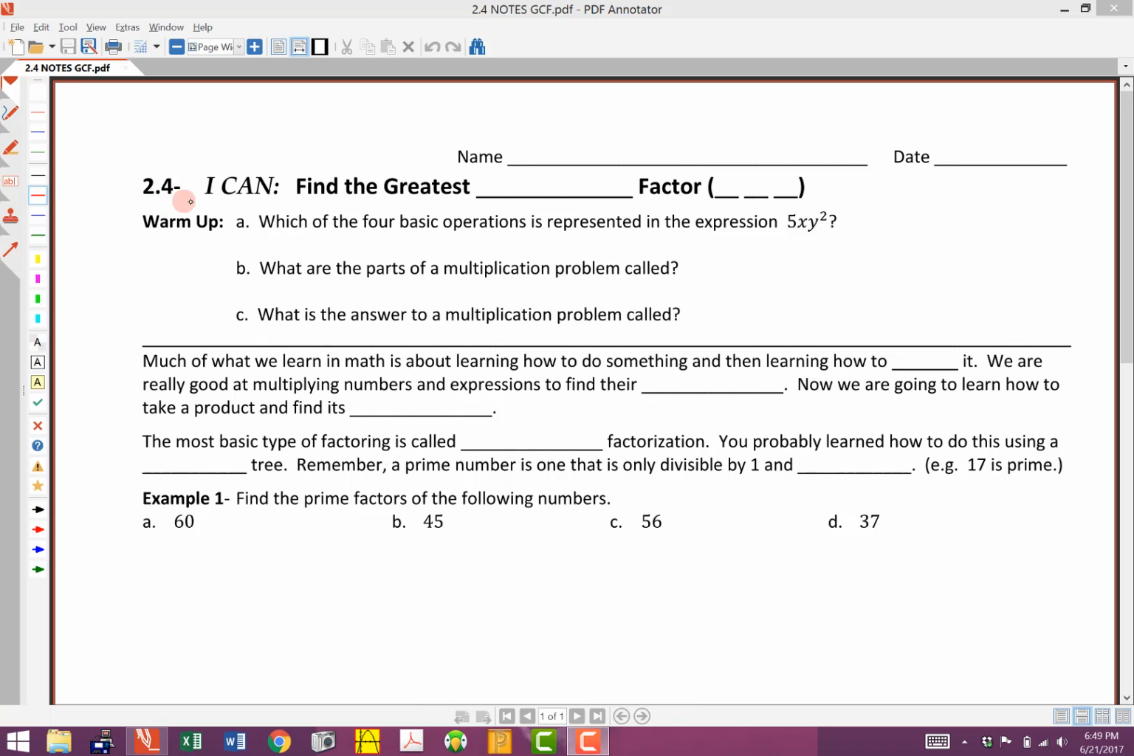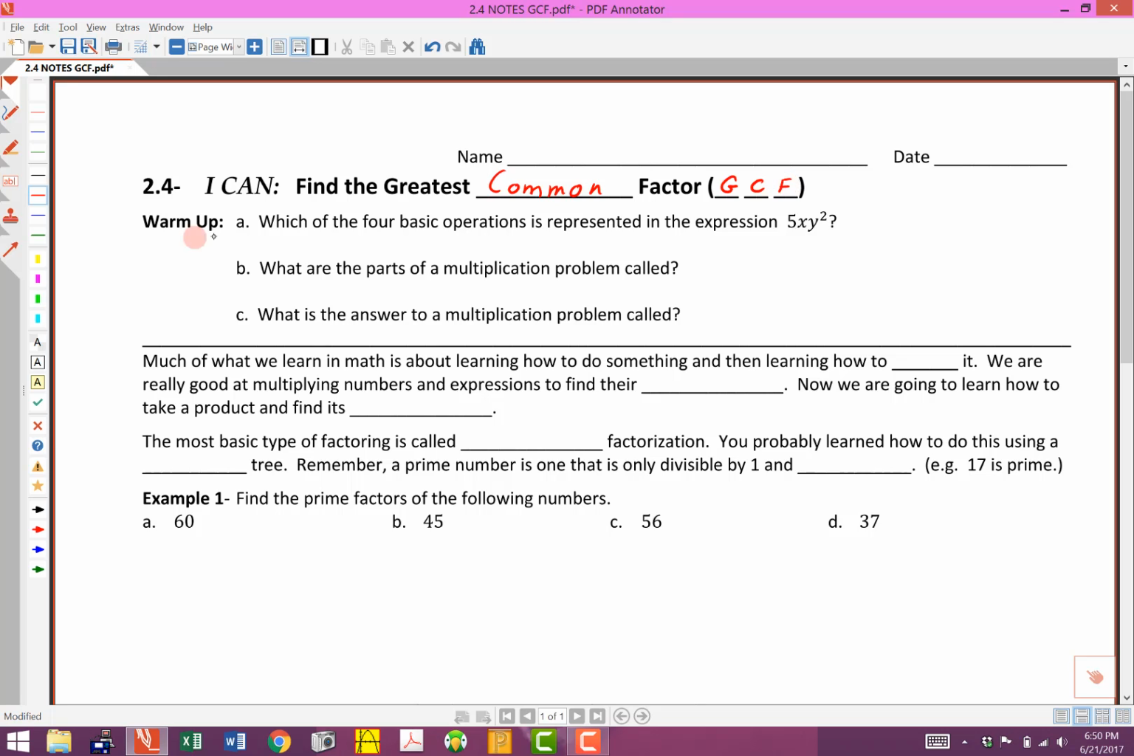So this is section 2.4, and the I can statement for today is I can find the greatest common factor. So greatest common factor. And because this is kind of a long phrase and because we use it so often, we use a short little abbreviation for it. We call this the GCF. So if somebody says greatest common factor or GCF, they're talking about the same thing.